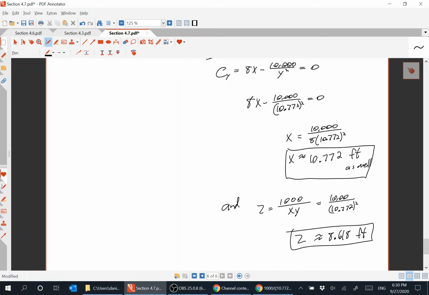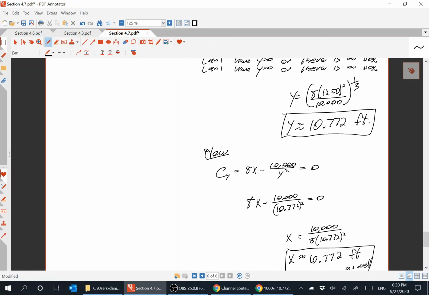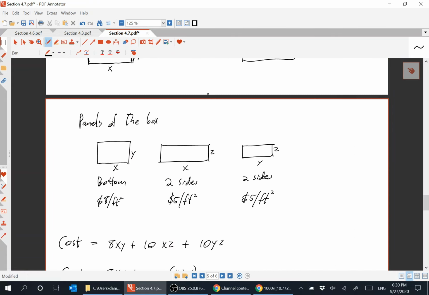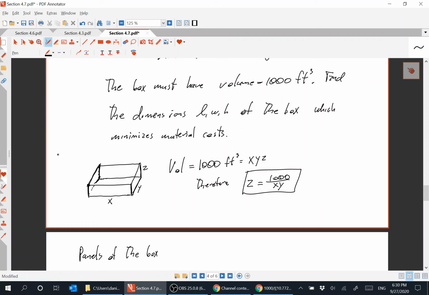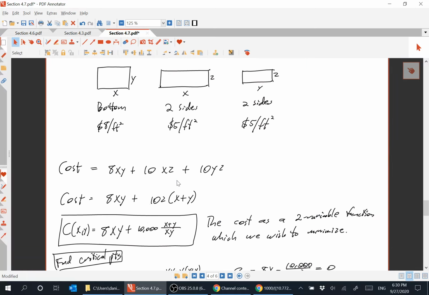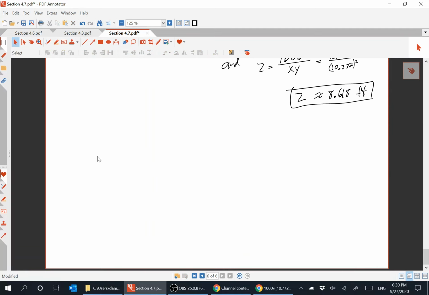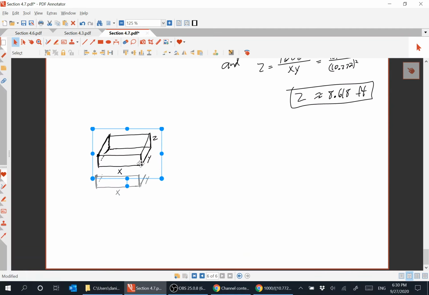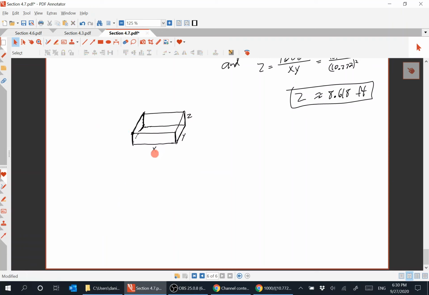So that's the dimensions of the box that minimizes the material costs. So let's draw a picture just in summary. So this is 10.772, 10.772, and this has got to be a little bit bigger than that. I'll draw a better picture.